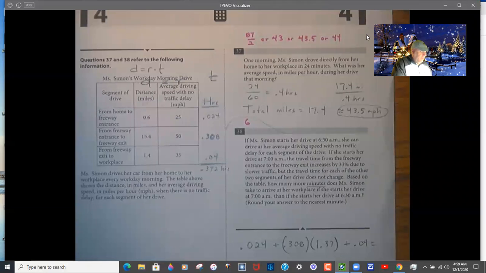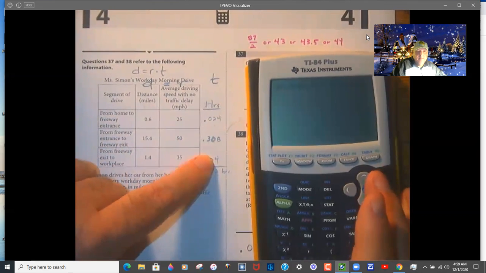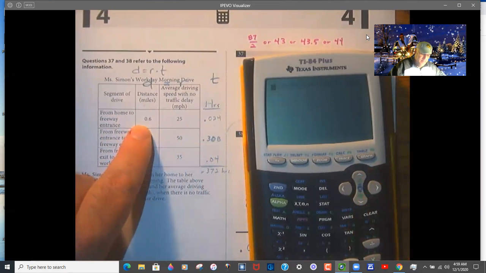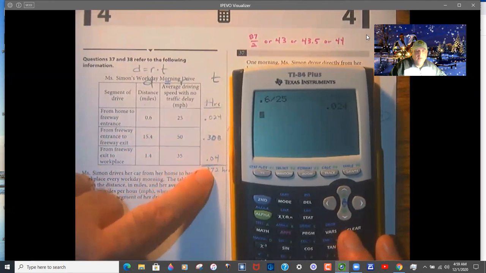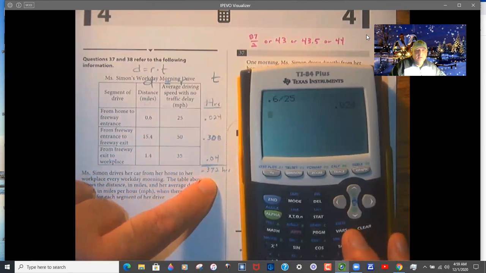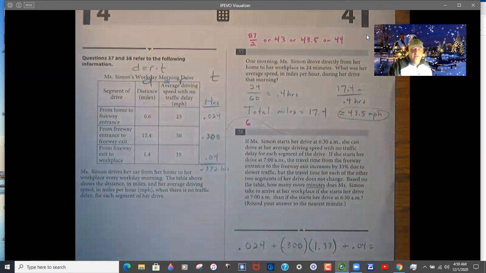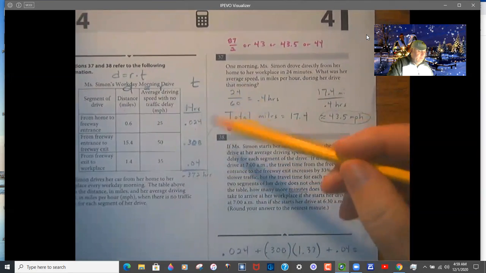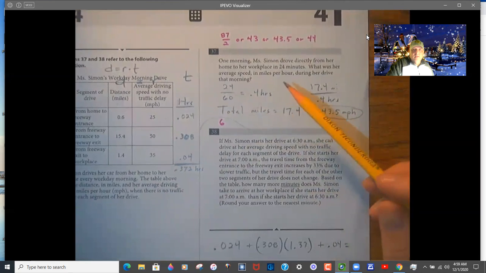So no, check that, it's divided by, so we don't know the time, so you want to do 0.6 divided by 25, to give the 0.024. So you do that for all of these. So the total would be 0.372 hours with that. So you need that to fill in everything on the questions that are being asked.